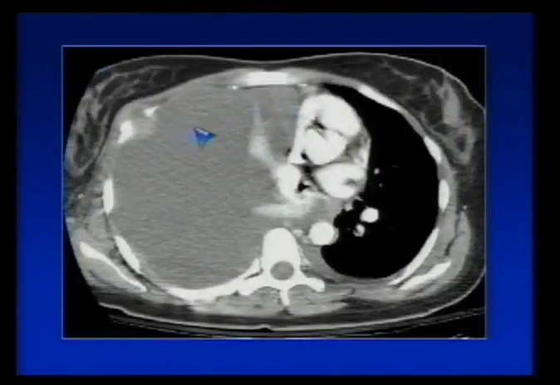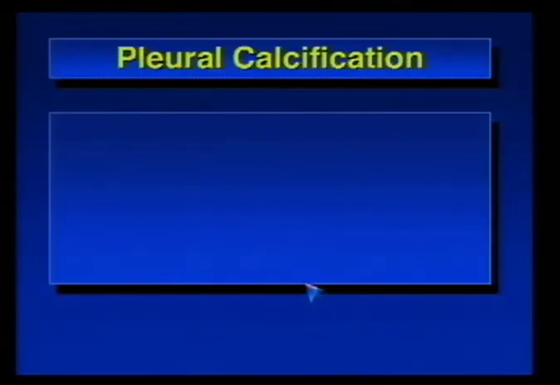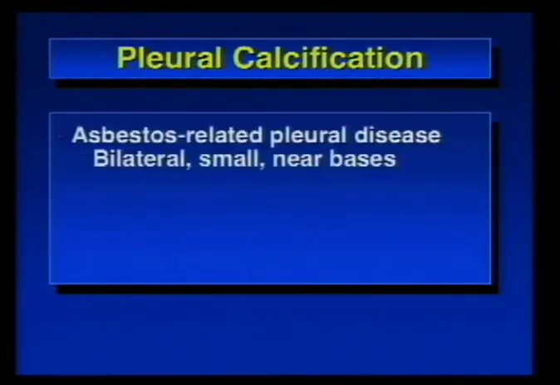How about this? This is a huge pleural effusion, and we see that pleural mass there. It's actually involving the bone. This turns out to be a renal cell carcinoma with pleural metastases. And a different patient with a gigantic mass in the pleura, which, that one was a lung cancer that had metastasized to the pleura. So let's talk about pleural calcification.